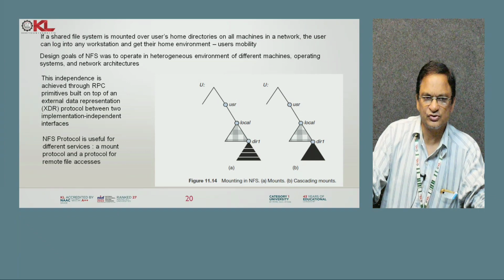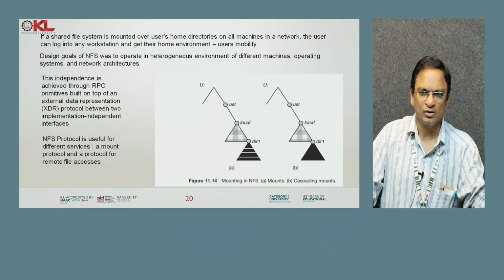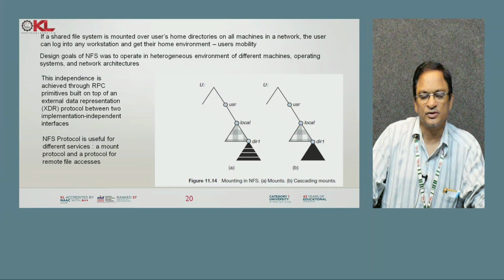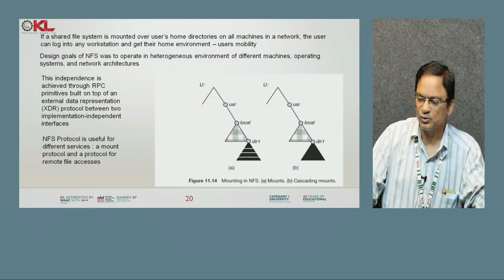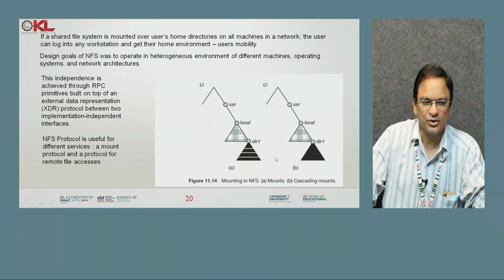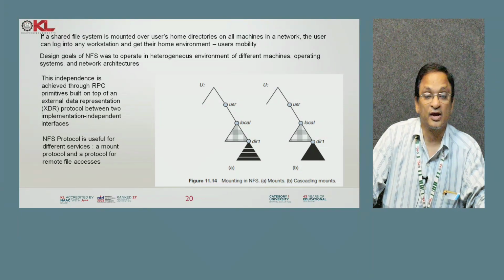And if a shared file system is mounted over a user's home directories on all machines in a network, the user can log into any workstation and get their home environment, and this is one of the user mobility properties of network file systems. And the design goal of network file systems was to operate in a heterogeneous environment of different machines, operating systems and network architectures. This independence is achieved through the remote procedure call primitives built on top of an external data representation, XDR, protocol between two implementation-independent interfaces. And the NFS protocol is useful for different services: a mount protocol and a protocol for remote file accesses.